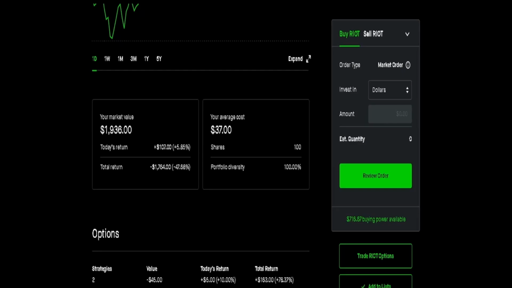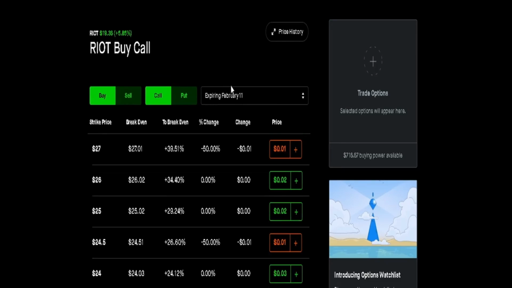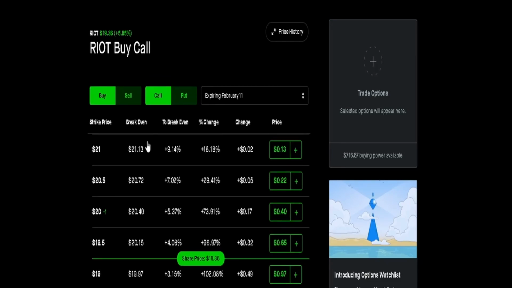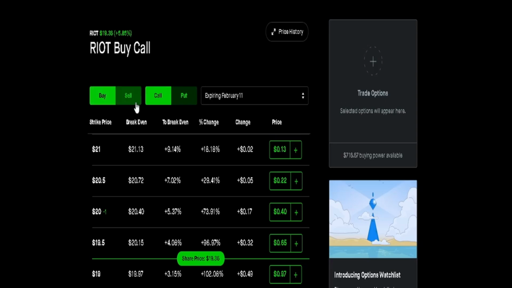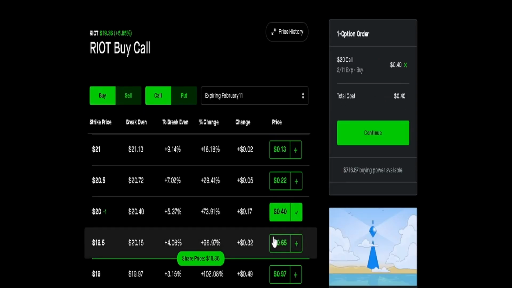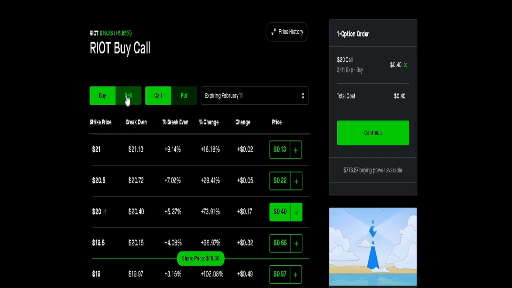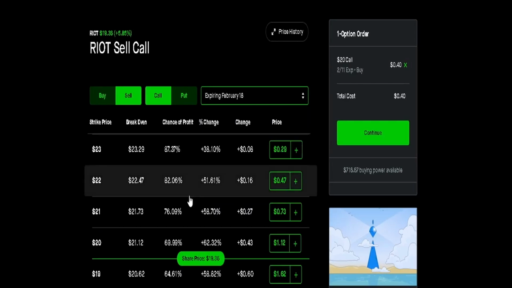So what you do when you roll it is on Robinhood, you can click on the call, then view all options. So you can see here, it automatically brings up the next expiration date, which is the 11th, which is the date I chose for this. It currently has a value of 40 cents per share or $40. So in order to roll that, I would make sure I'm on buy call. And so I would select that. So I would be buying it back by paying $40. But then I want to sell another call, and I will choose the next expiration date.